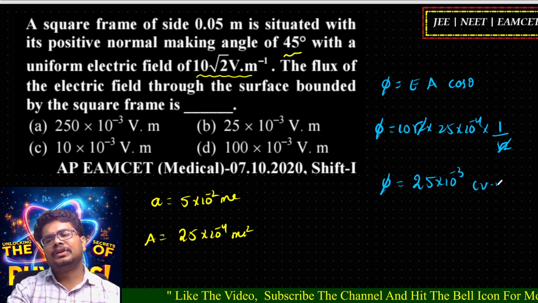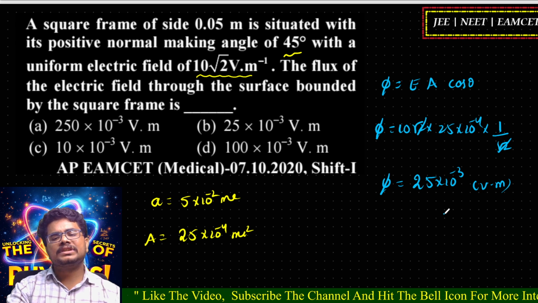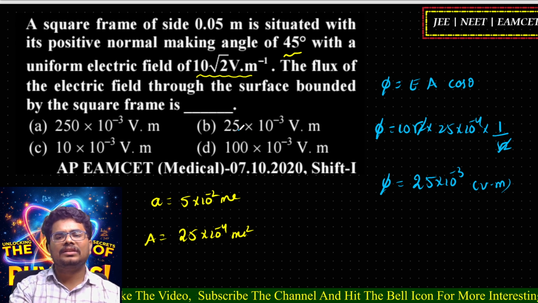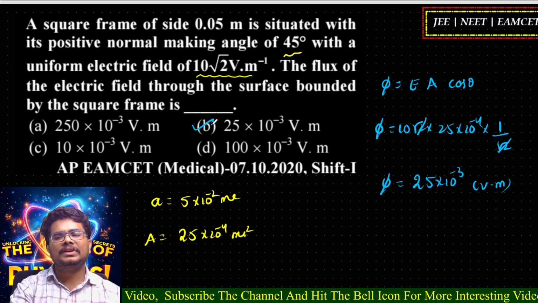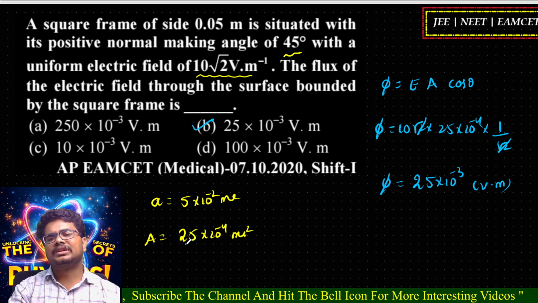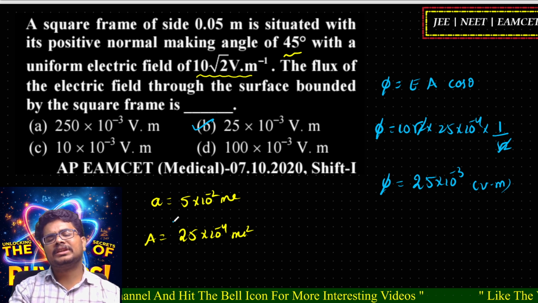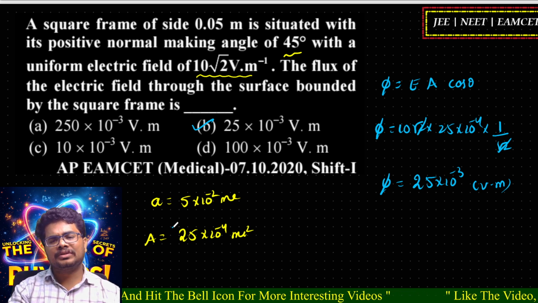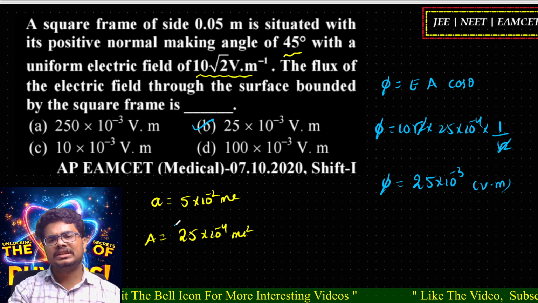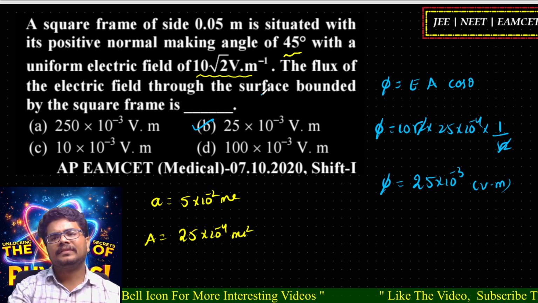The unit we can write as volt into meter. Sir, which option is correct? Check in the question which option is correct. 25 into 10 power minus 3, option B is correct. Very simple question. You just need to know the flux formula, apply it, and calculate the area. We should know basic mathematics in this question. They may ask such kind of questions in KCET, NEET, or JEE also. Okay, fine.